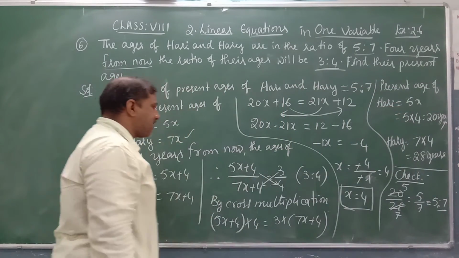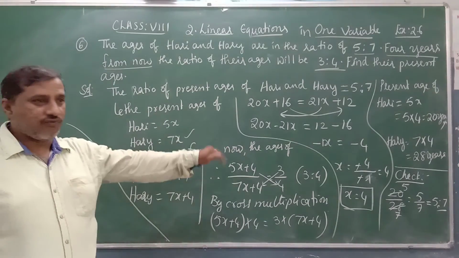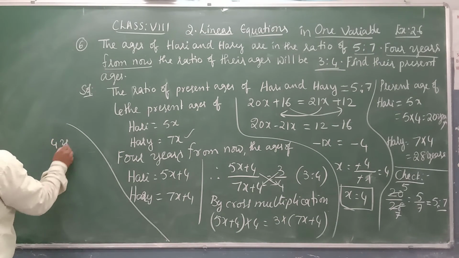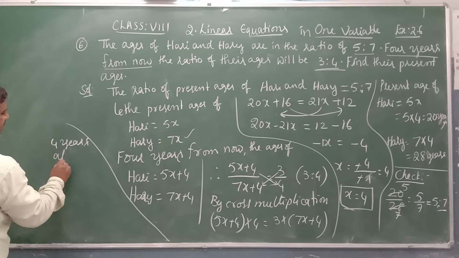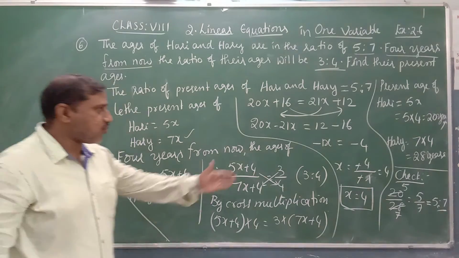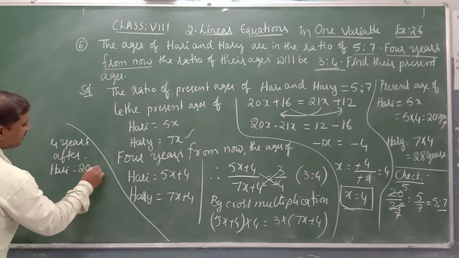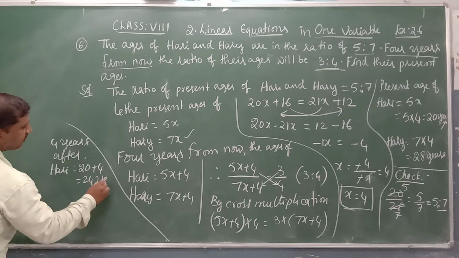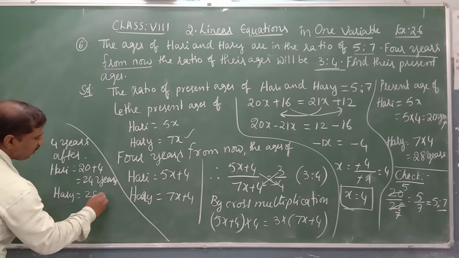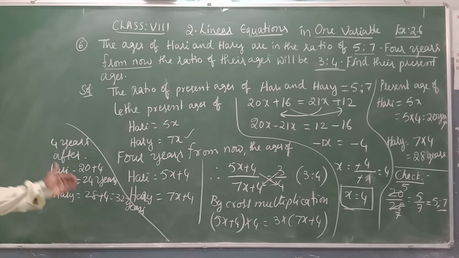Now what are their ages after 4 years? This is the second check. After 4 years, what is their age? What is the age of Hari? His present age is 20 years, and 4 years after means 20 plus 4 years. How much is it? 24 years. Similarly, Harry is presently 28 years. 28 plus 4 is 32 years. 32 years is his age after 4 years.